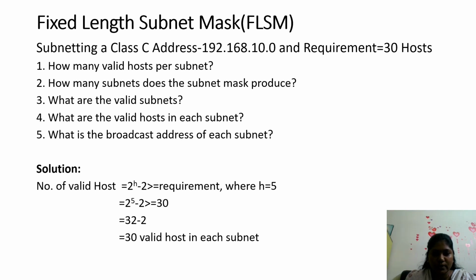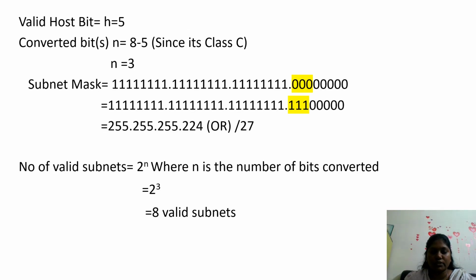Now getting into the first question, the number of valid hosts can be calculated with the formula 2 power h minus 2, where h indicates the number of valid bits. Let me assume the range has to be greater than or equal to the requirement of our network, which is 30. So the value of h is going to be 5, where 2 power 5 minus 2 is greater than or equal to 30, where 32 minus 2 is equal to 30 valid hosts in each subnet. So the total valid subnets is going to be 8.